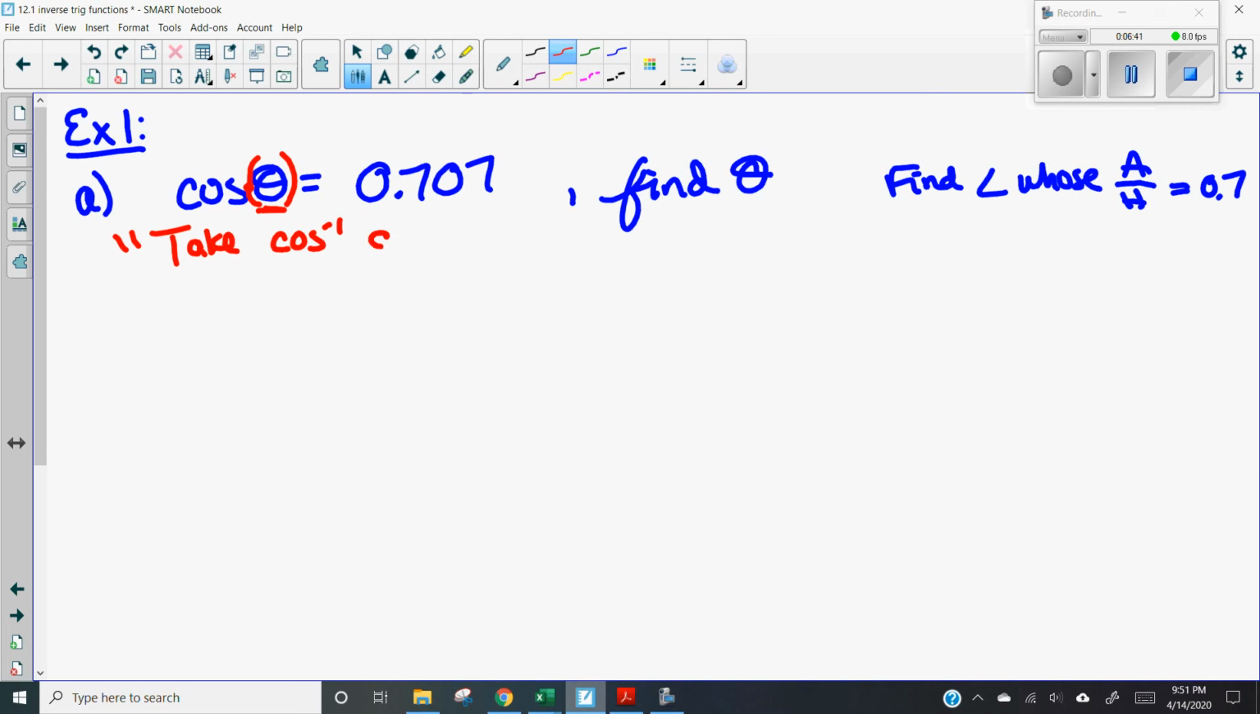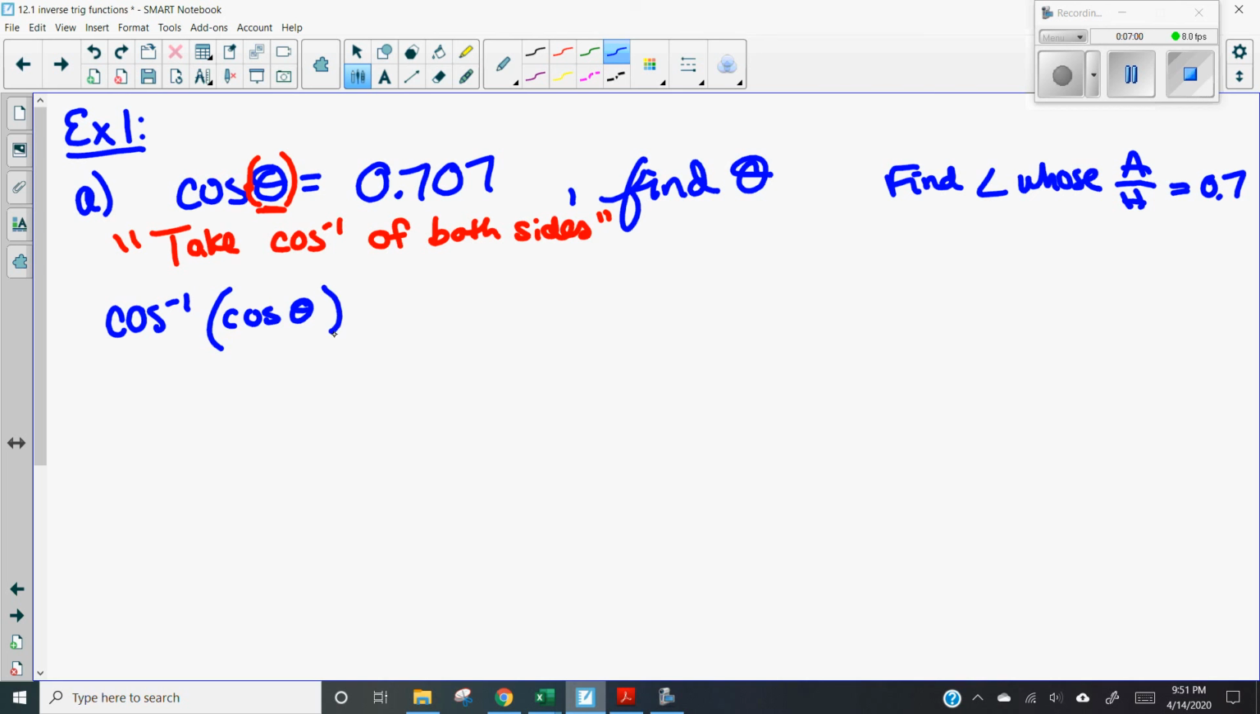So take the inverse cosine of both sides. Now watch how I'm writing this. There is a particular way you need to write this out. So I'm going to take inverse cosine of all of this stuff. The parentheses means substitution, not multiplication in this case.